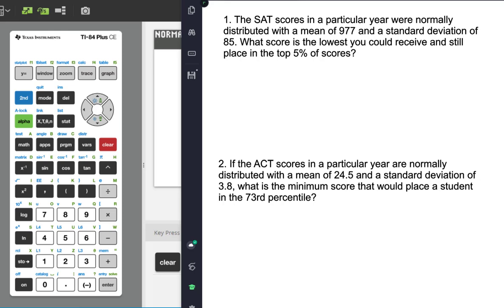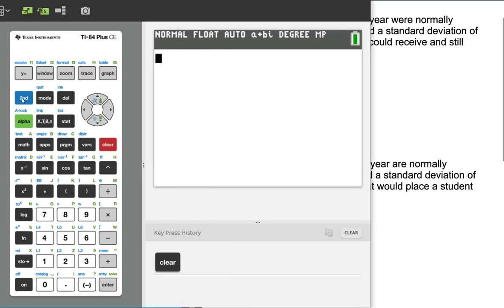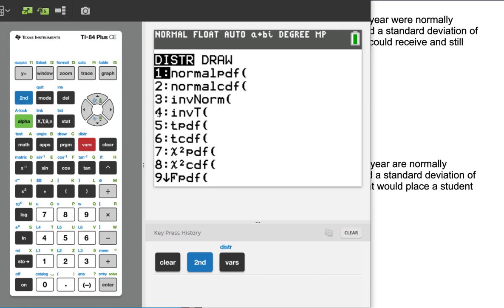Alright, so first off, just to know where the function is, if you go in the calculator, press the second and vars key, that will bring up the distributions menu. And that's where you're going to find inverse norm.